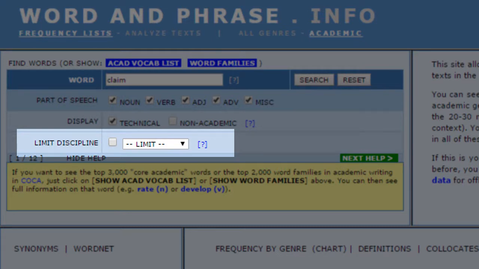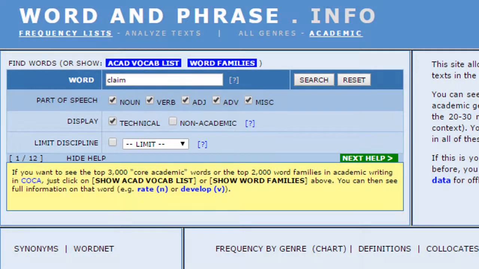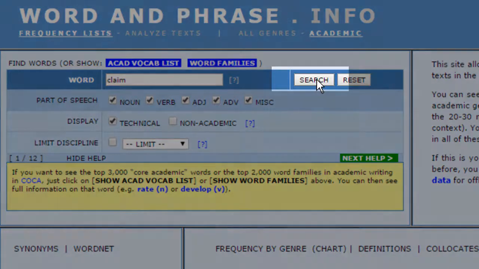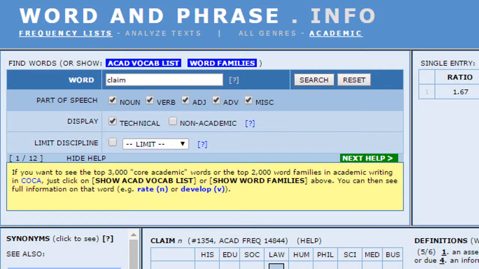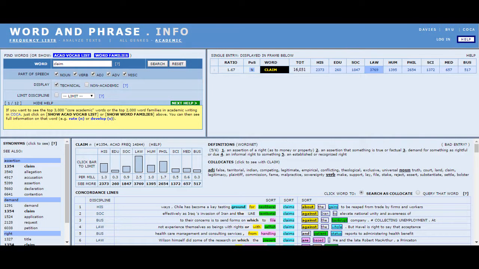I could also choose Limit Discipline and look at the use of this verb in my own particular field of study. In this search, I decided not to select this. I then click on Search to see what I can find. As a verb, claim appears 16,031 times in this corpus.